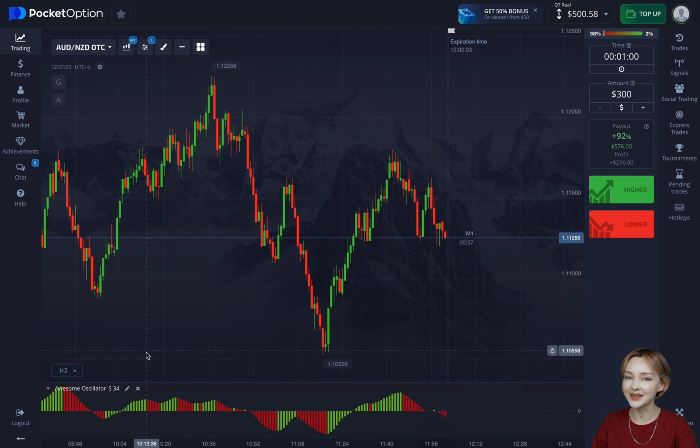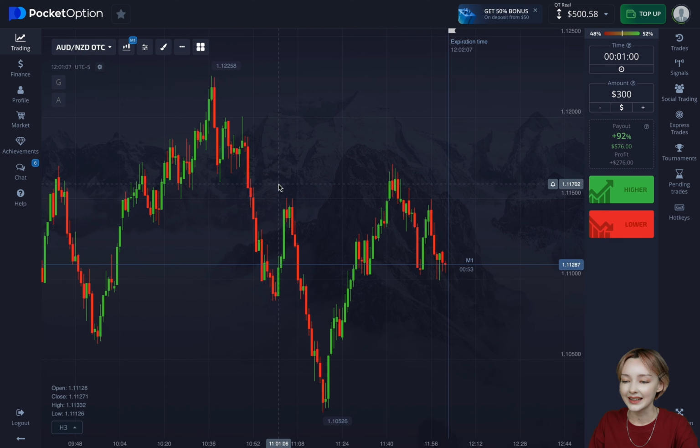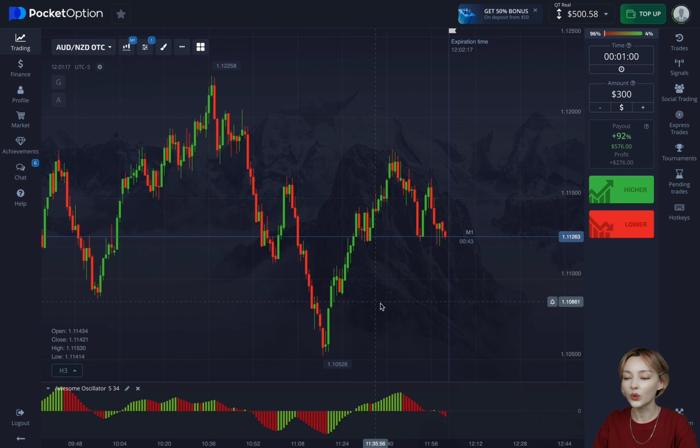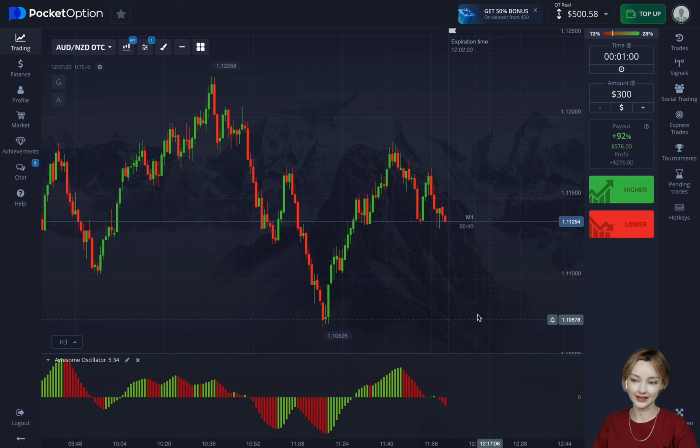So let's get started with our indicator. It's very easy to add. We're just opening the indicators list and looking for Awesome Oscillator. Here it is, the third column, the second line. We're clicking it once and not adjusting anything else. It's commonly used with the default settings.